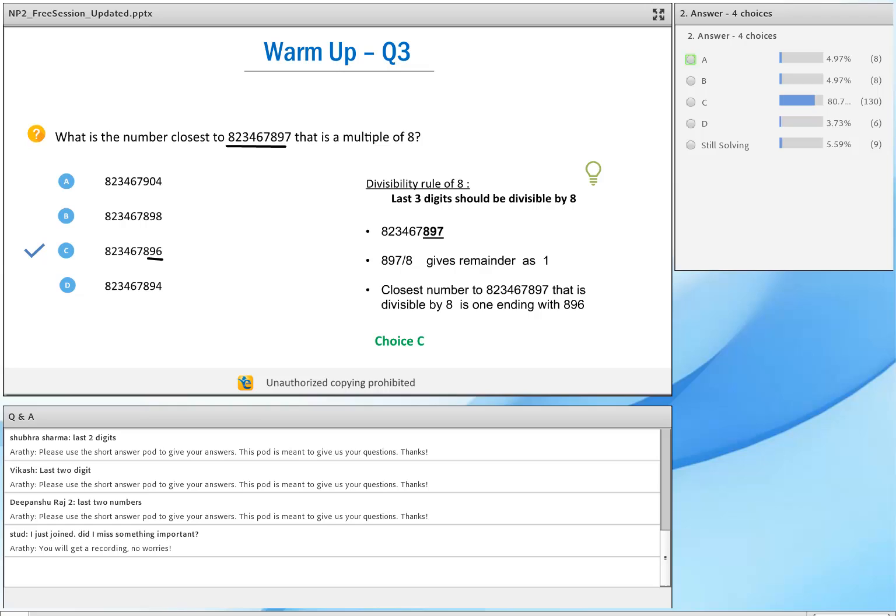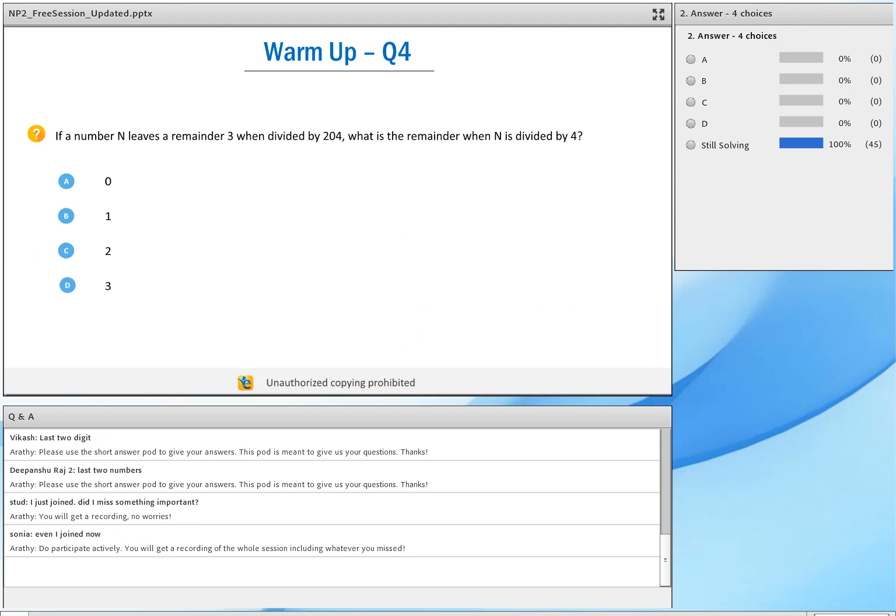Now we're going to start solving slightly different questions. Again, still easy questions over here. So here is the next question.